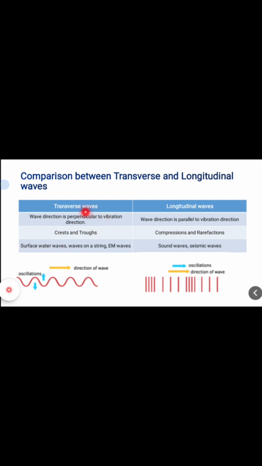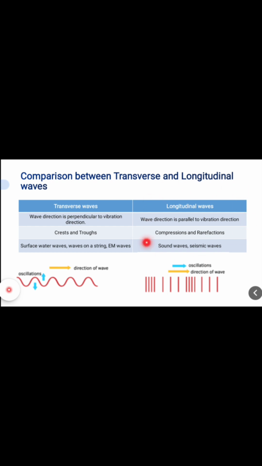So you can see these transverse waves in water waves, the waves on a string, and the electromagnetic waves are also transverse waves. In electromagnetic waves, the electric and magnetic waves will be perpendicular to each other and to the propagation of the wave direction.